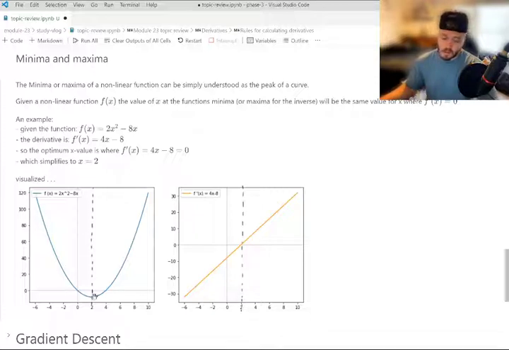Sorry, no. The optimum of your nonlinear function, the minima or maxima, the x value at least, is going to be the same as the value for x when the derivative equals 0. So when f prime of x equals 0, whatever value of x makes that derivative function equal to 0 is going to be the optimum of your nonlinear function, or the minima or the maxima or the peak, in other words. And so all that math is right here.